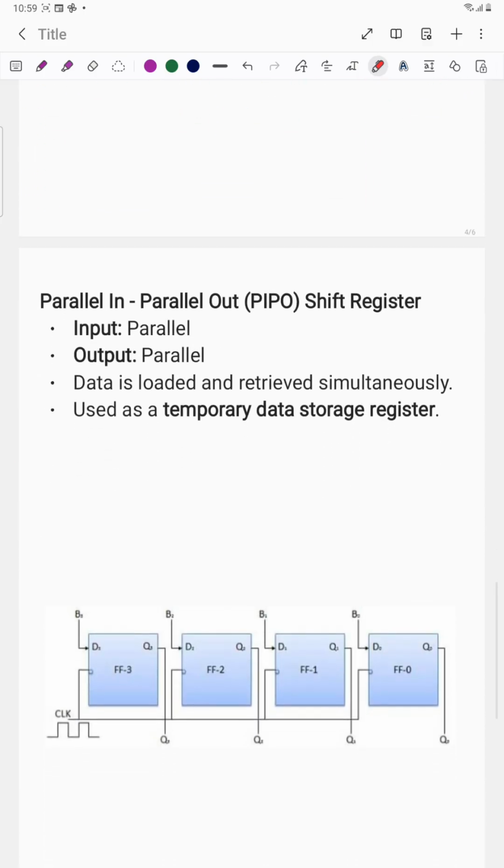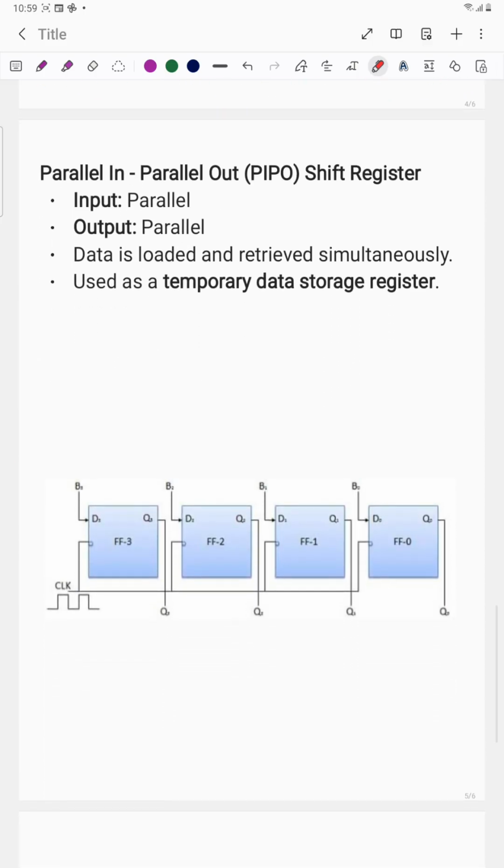Then the next one is parallel in and parallel out. Inputs are parallel, and outputs are also in parallel form. Data is loaded and retrieved simultaneously, that is, whenever the data is loaded into the shift register, at that instant the output is retrieved. It is used as a temporary data storage register. The parallel input and parallel output shift register is used for temporary data storage.